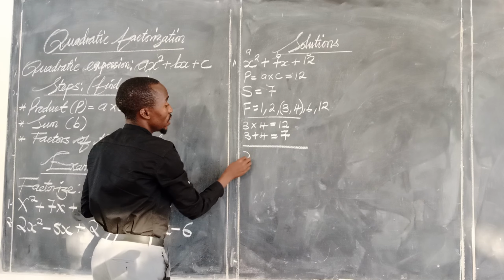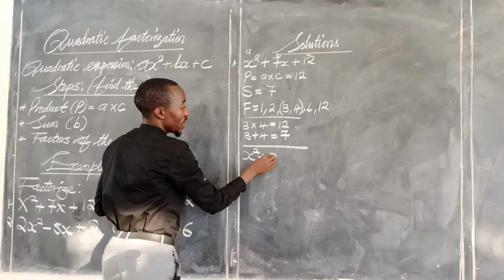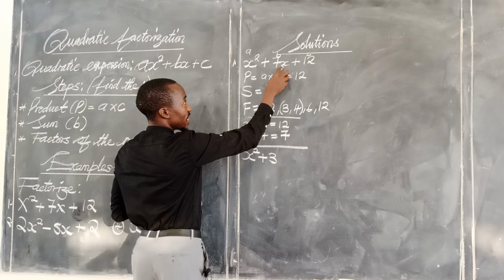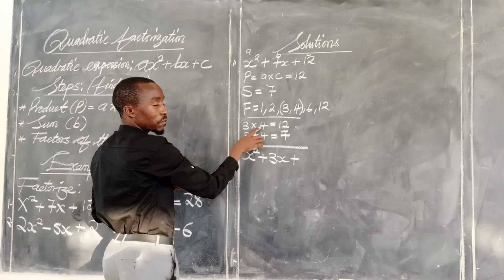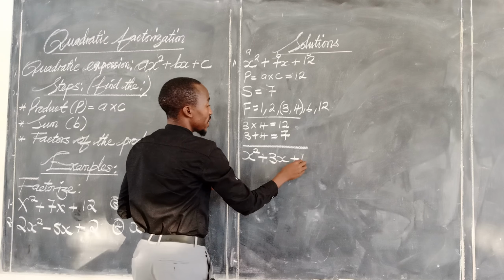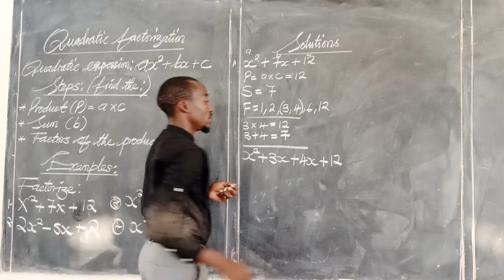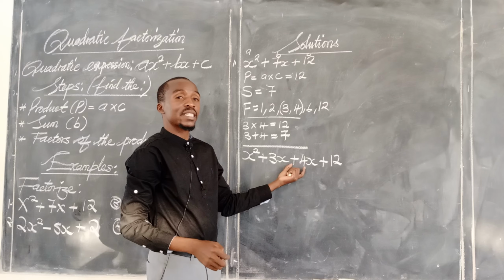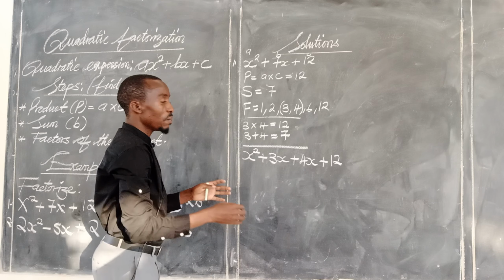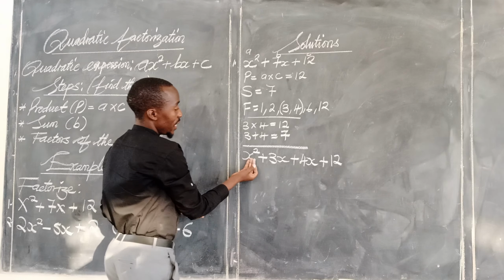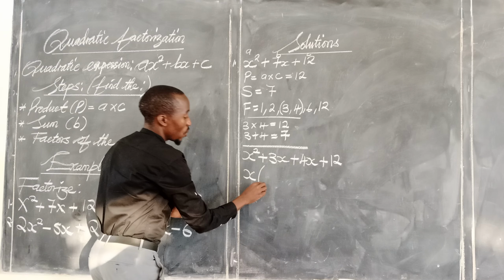So we say x squared plus 3x plus 4x plus 12. We say plus because the 4 is positive and the 3 is positive. We have replaced our sum with the factors 3 and 4. From there we factorize. What is common in x squared and 3x? It is x. Then you open your brackets.